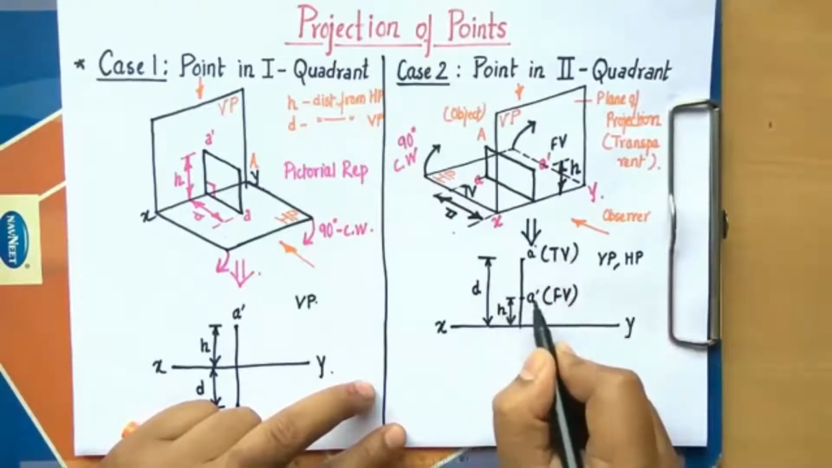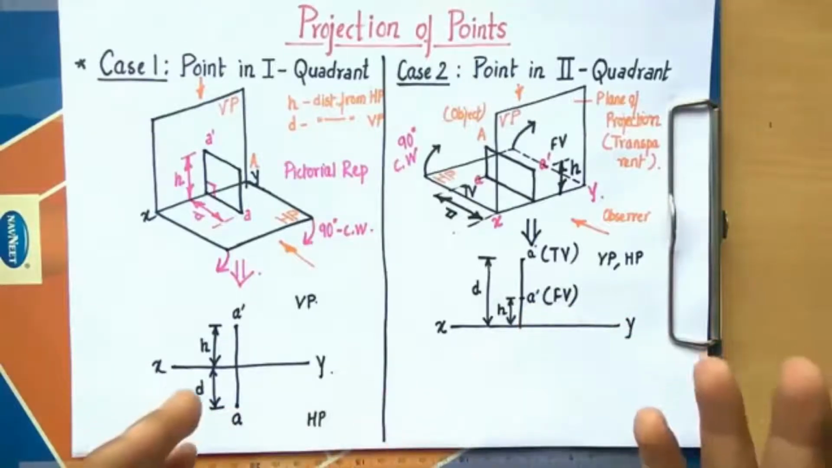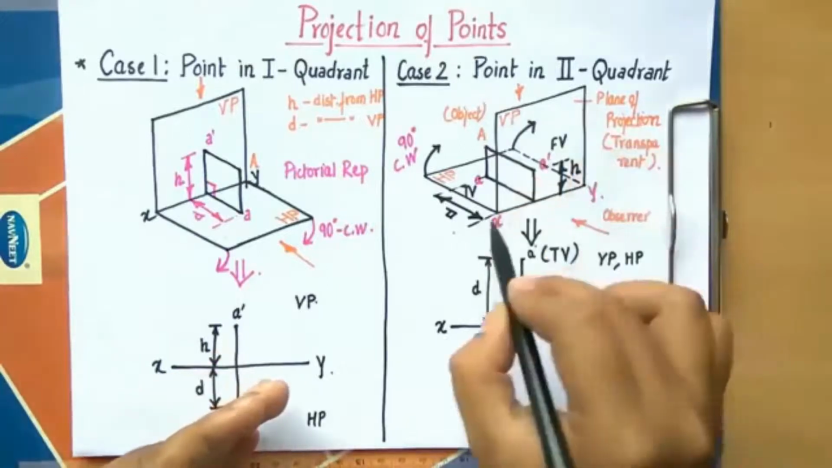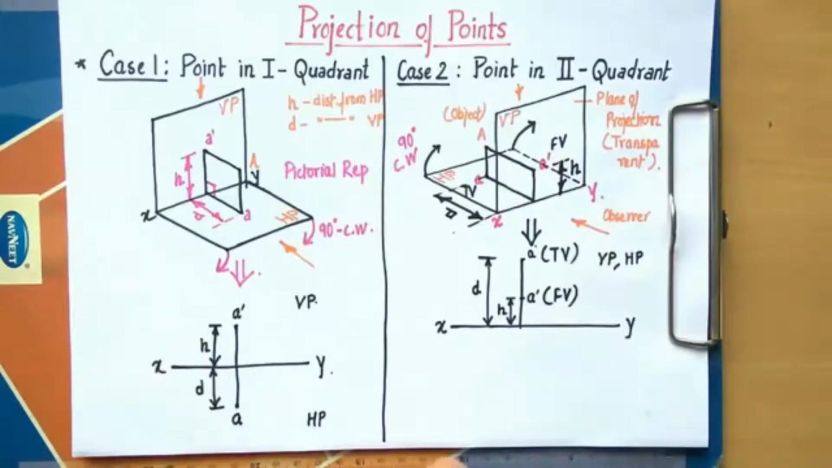Always put a dash with this dimension H, no dash with this dimension D. So that was all from my side. Always remember, in the second quadrant you don't get to see the point from the front, and hence you have to make this vertical plane transparent. That's it, guys. So now let's head over to case number 3.